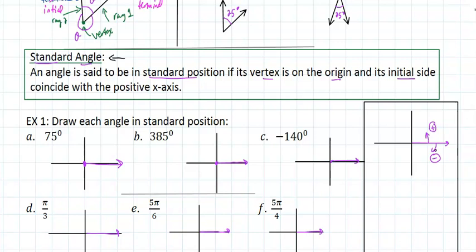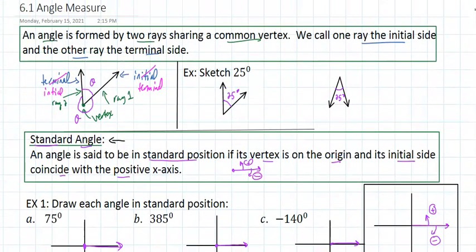So that's what a standard angle looks like. As long as you start on the positive x-axis and we assume that counterclockwise motion is positive and clockwise is negative, we're set. Now if I was to go back to that example and say sketch 25, all of us will be sketching the same angle.